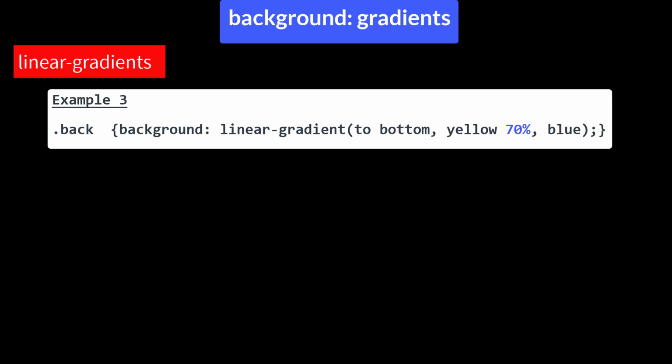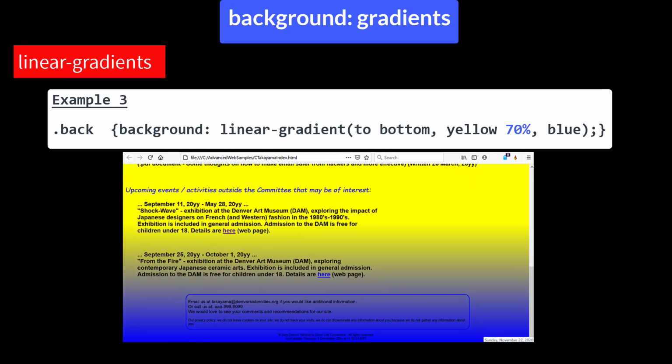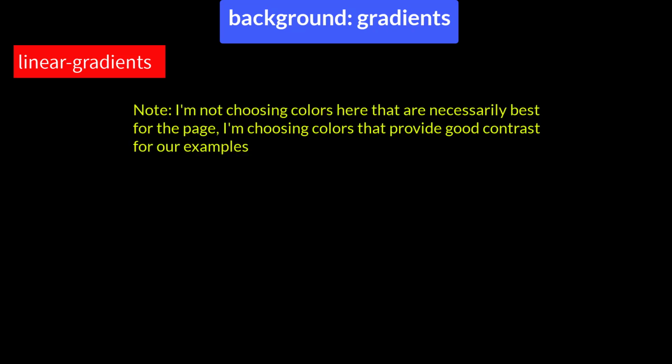Example 3: now here's an example using the optional distance argument. So dot background: linear-gradient(to bottom, yellow 70%, blue); That is, don't start the transition to blue until you're 70% down the screen. So it looks like this. Notice how the transition is deferred to near the end of the page, making it seem a bit more sudden. Now note, I'm not choosing colors here that are necessarily the best for the page. I'm choosing colors that will provide good contrast for our examples.